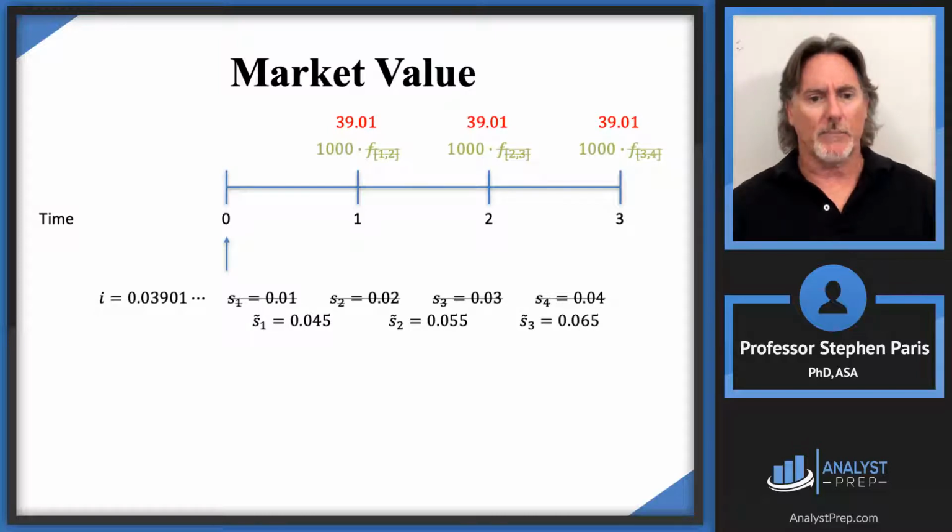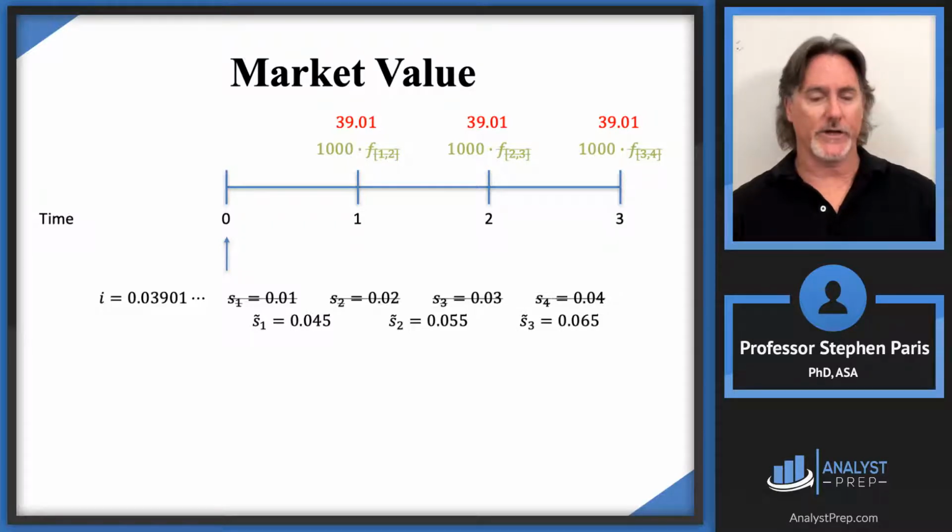If you look, I put tildes over the S, over these new S's. Like S tilde sub 1 is 4.5%. So when I see a tilde, I'm thinking of that being the new value. So I don't want to confuse it with what the old 1-year spot rate was. So the new 1-year spot rate is 4.5%, S tilde sub 1. S tilde sub 2, the new 2-year spot rate is 5.5% or 0.055. And S tilde sub 3, the new 3-year spot rate is 0.065.